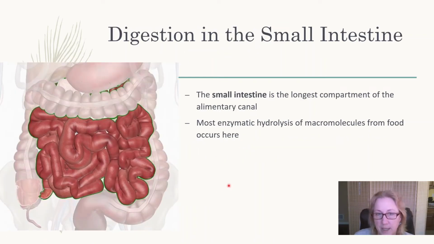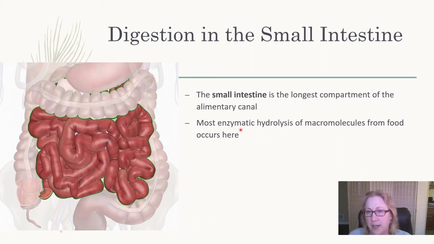So the small intestine is the longest compartment, and that's because this is where almost all of the absorption is taking place. So the stomach is not absorbing any nutrients. The esophagus and the mouth are not absorbing any nutrients, except things that can just dissolve across the membrane, like alcohol is absorbed in the mouth and in the stomach, but that's not really a nutrient. All of the nutrients are being absorbed in the small intestine, and then a few are being absorbed in the large intestine, which we'll talk about.